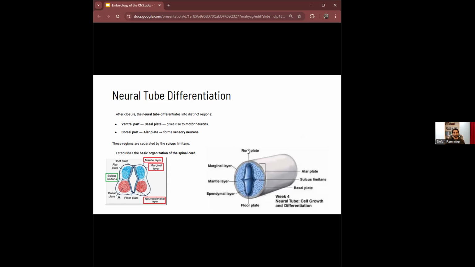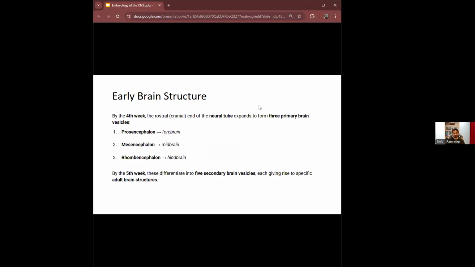So just a quick touch on the basic organization of the spinal cord. After closure, the neural tube will differentiate into distinct regions. You have the ventral part and your dorsal part. The ventral part will give you the basal plate, which will give rise to motor neurons, and your dorsal part, which will give you the alar plate that forms your sensory neurons. And these are separated by the sulcus limitans, and that's the basic organization of the spinal cord. But again, that will be a separate lecture.